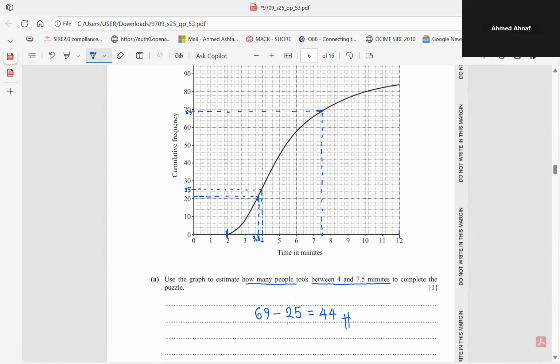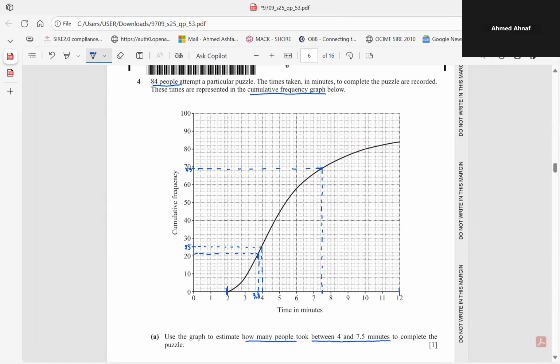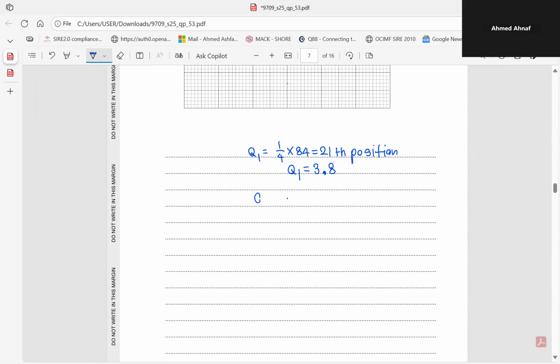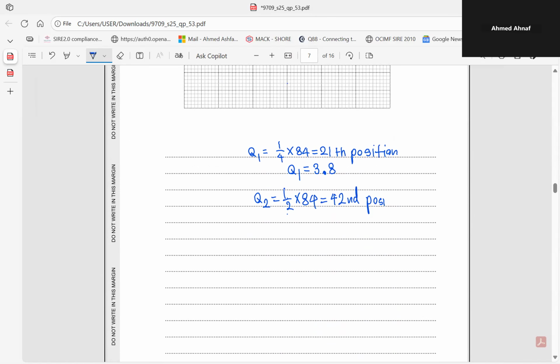And now Q2, that's the median. So it's just 50% of 84. It's half times 84, which is the 42nd position.